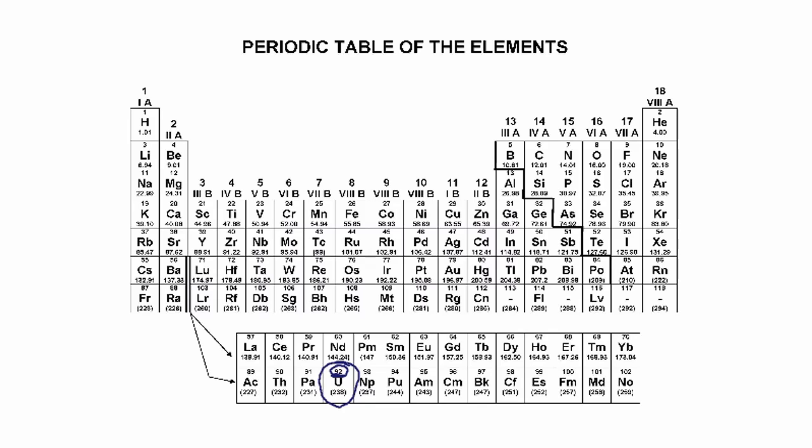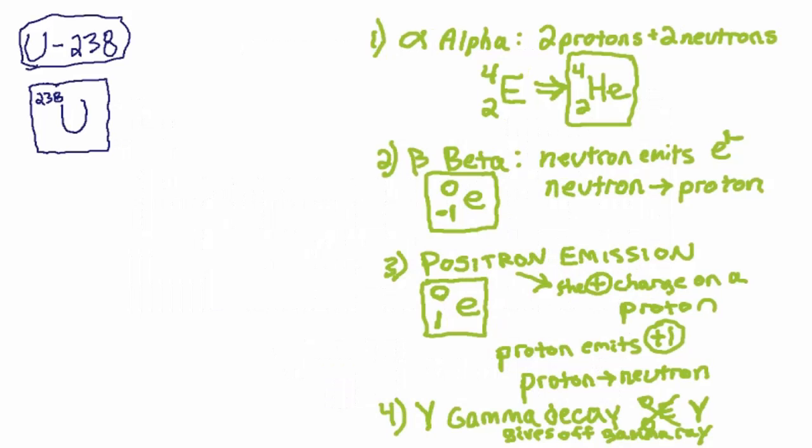Let's go back to our formula. 92 is how many protons it has. That's its atomic number. So we're going to write that on the bottom. So what if we have something like this? Uranium 238 turns into thorium, and that's TH, that's its symbol. Thorium 234 isotope.